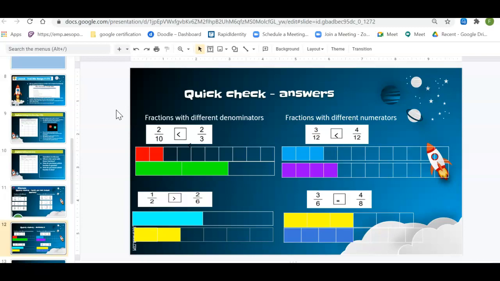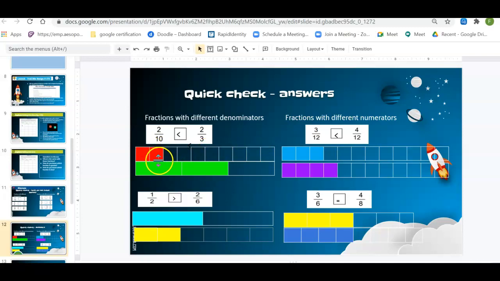All right, so on my next slide here, for our quick check on the previous slide, this is my answer key. So fractions with different denominators. 2/10 was being compared to 2/3, and you'll see here that 2/10 is less than 2/3, and 2/10 is going to be in the red, and 2/3 is in the green. So for 2/10, of course, like we practiced, you have to partition it into 10 equal parts because 10 is the denominator. So you partition it into 10 equal parts. You shade in 2 of them.